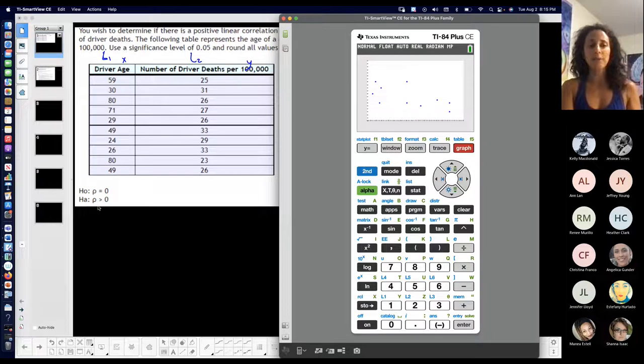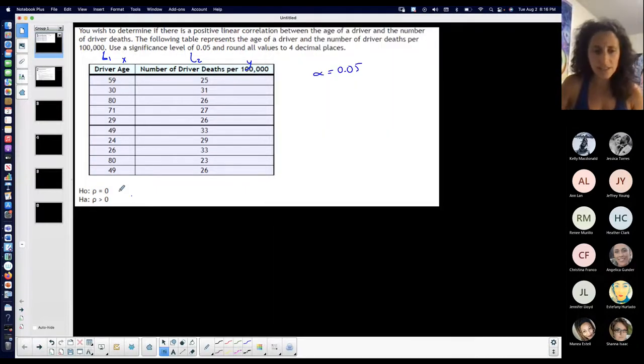So the null hypothesis, know what it means, right? The null hypothesis is saying that the linear correlation coefficient for the population is equal to zero, which, if the correlation coefficient is equal to zero, then there is no linear correlation. So my null hypothesis is basically always going to say that there's no linear correlation, okay?